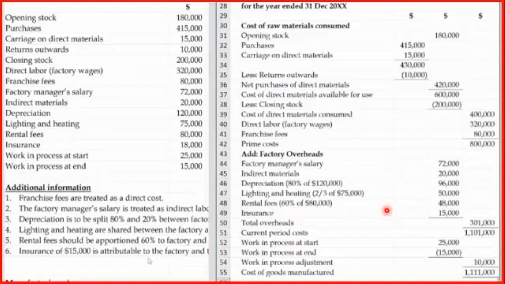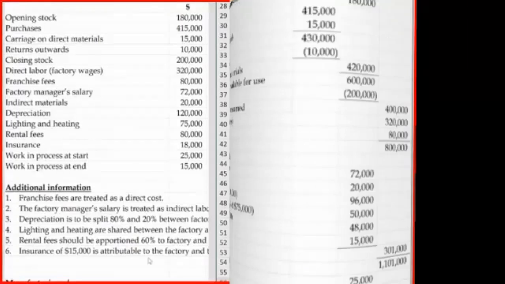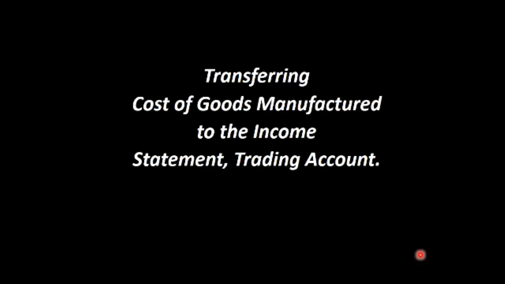Right, so that takes care of the adjustment for work in process here. Remember, add on the opening, minus the closing. When you do a manufacturing account, the closing stock is always minus, regardless of what it is. Whether it's raw material, work in process, finished goods, closing stock is always minus, right? Or bracketed.